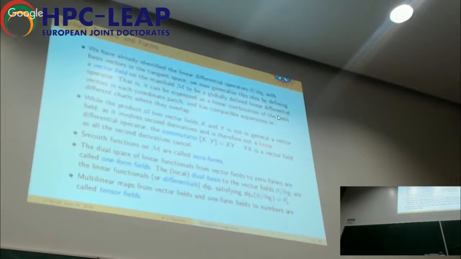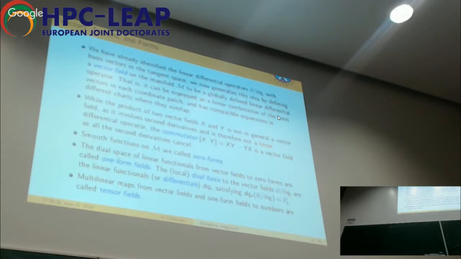So what this means is that if I consider two vector fields x and y, the product of these two vector fields is in general not a vector field, because in general it's got second derivative terms in it. And I said that the vector field has to be a linear differential operator, otherwise it wouldn't be a vector, right? It's not a linear space.